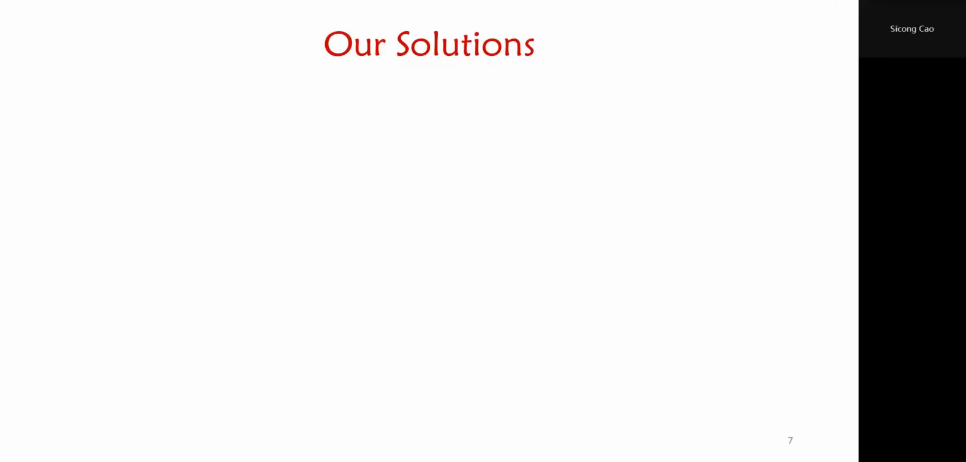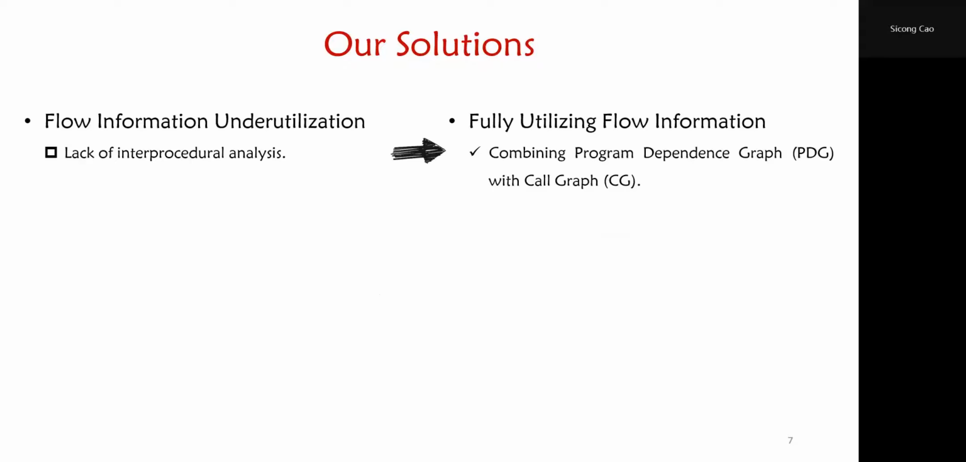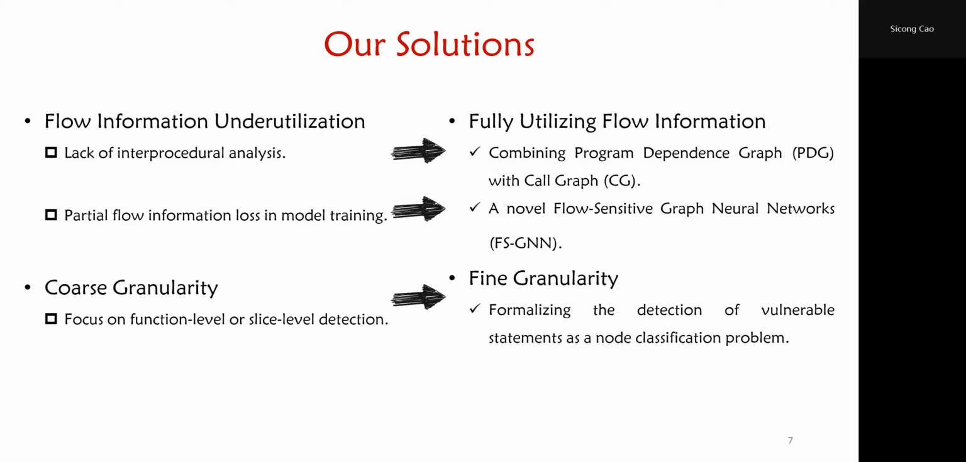To solve the above limitations, our solutions are as follows. To fully utilize flow information, we combine PDG with CG to perform interprocedural analysis to model vulnerability patterns. Next, to learn precise code semantics, we propose a novel flow-sensitive graph neural network to jointly embed both statement embedding and flow information, to capture sensitive contextual information for semantic learning. To refine detection granularity, we formalize the detection of vulnerable statements as a node classification problem.